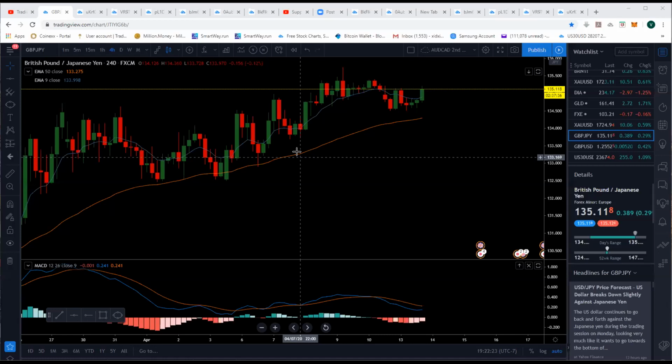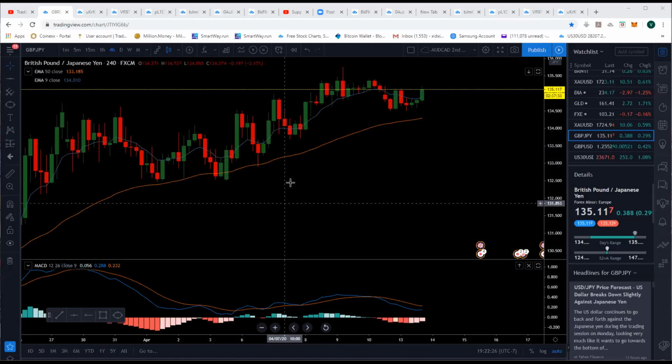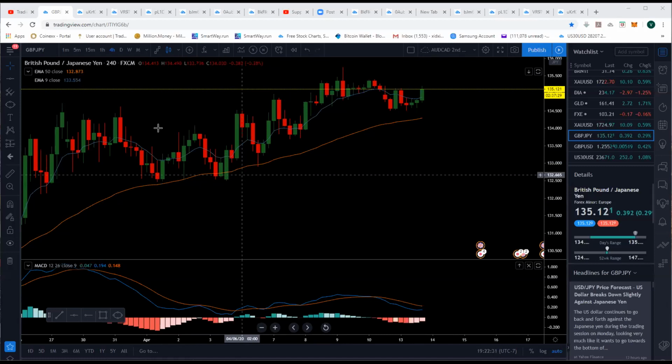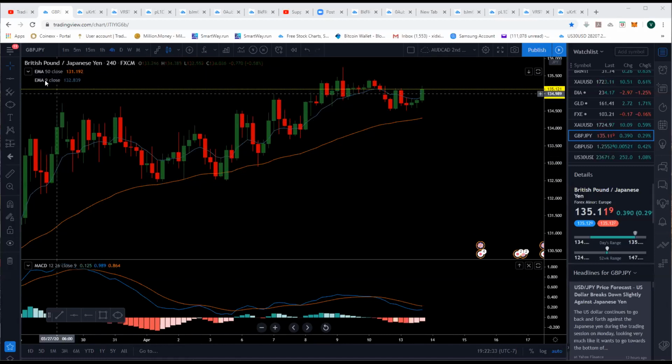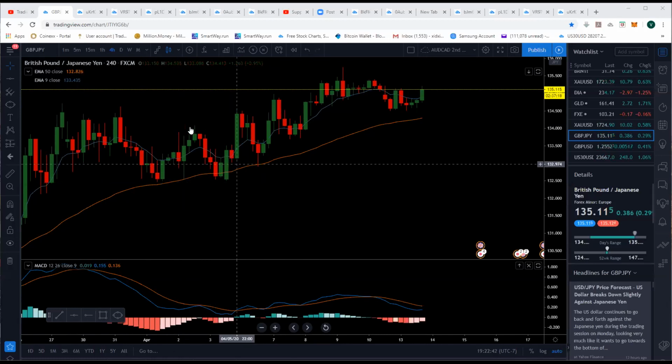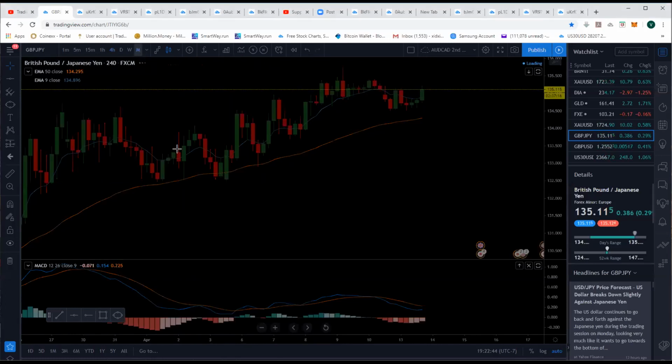Is that visible? Can you guys see that? Yep, looks good. Okay. I don't know if you guys did the British pound and the Japanese yen or not, but I'm gonna mark this up. So we'll start with the monthly.